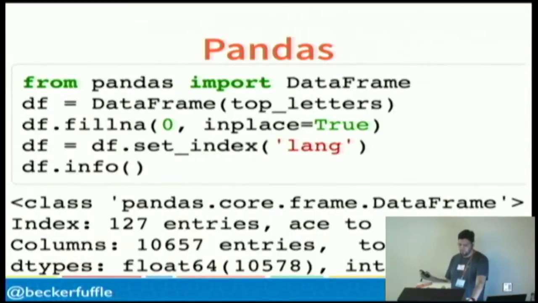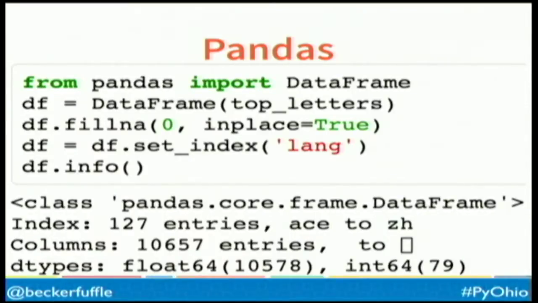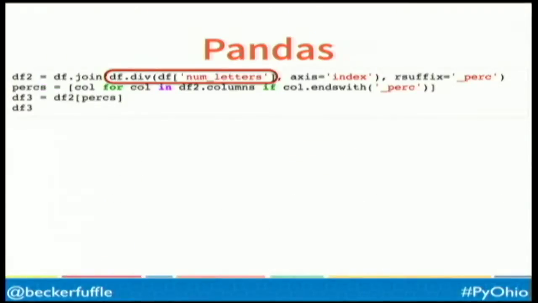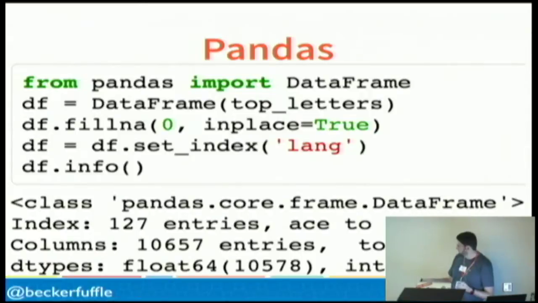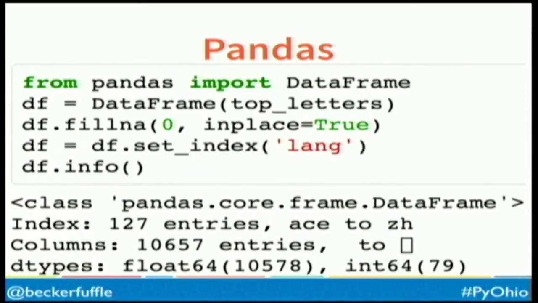Storing the data as a list of dictionaries like this makes it really easy for us to load it into Pandas. You literally just pass it to the Pandas data frame here, and again, we fill in the missing values, because some languages have some letters that other languages don't have, so we fill the missing values with 0. And as you can see, this data frame has 10,000 columns. In this case, each of the columns is a character, and the rows are the languages.